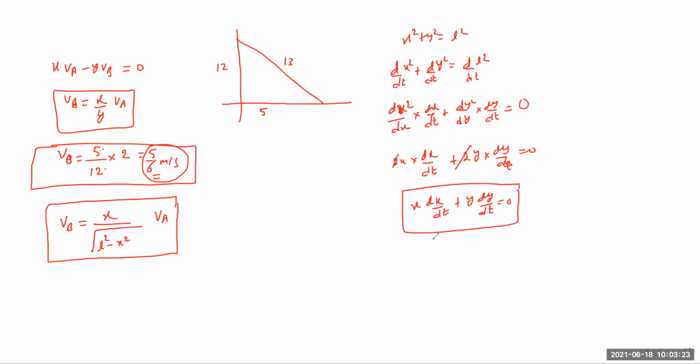Now dx by dt is the rate at which a is going away, so this is va, and dy by dt is a negative quantity. As the rod goes right, the top of the rod will go down. So as time passes, y will decrease. This is minus vb, because I have said that vb is the negative of the change of y.